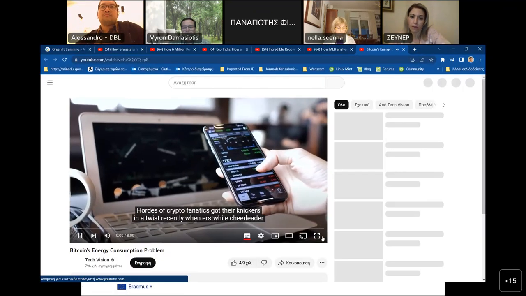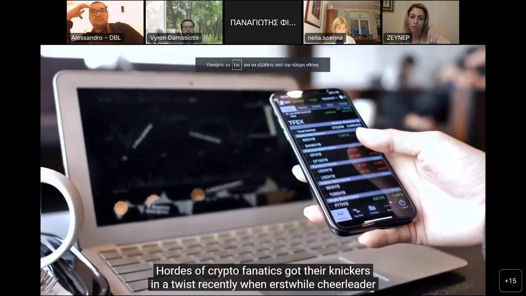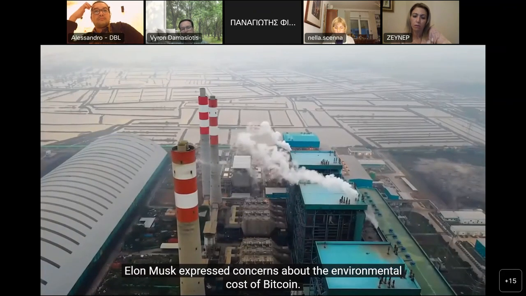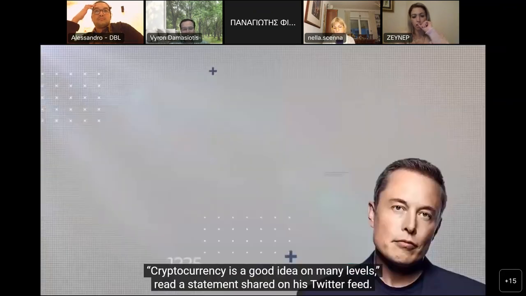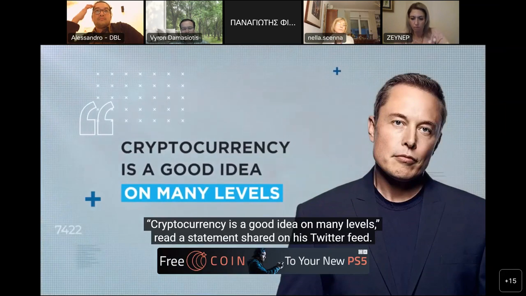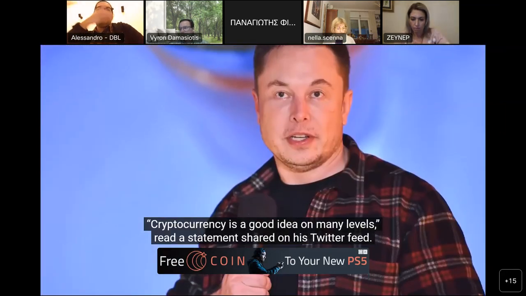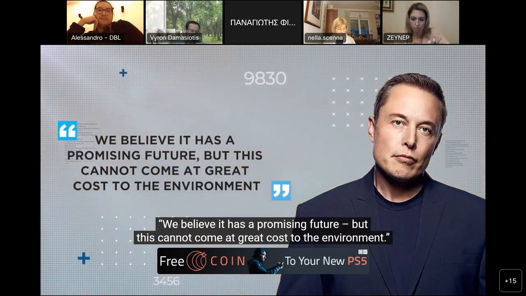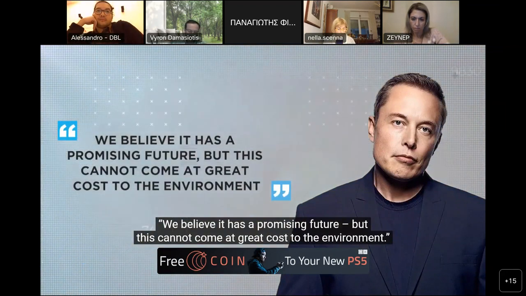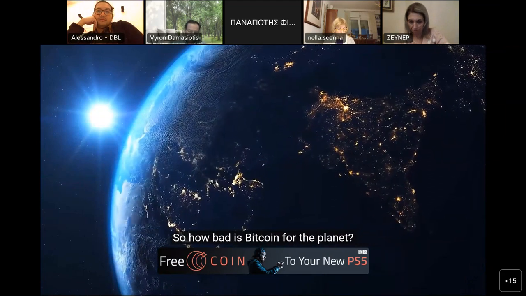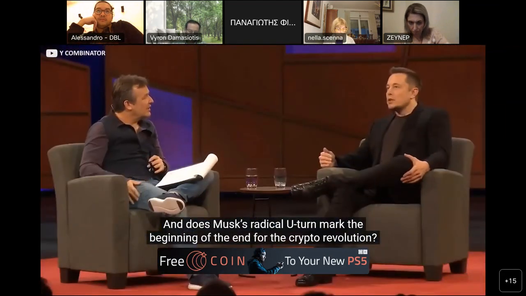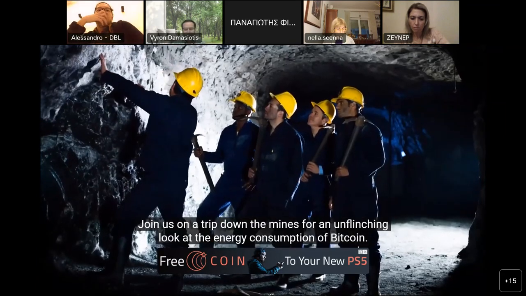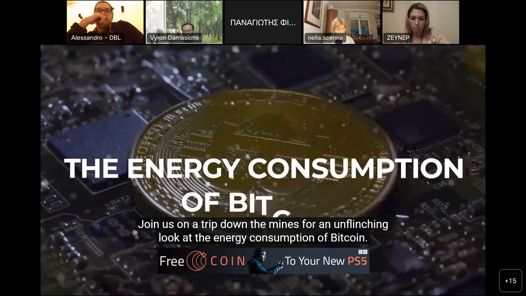Hordes of crypto fanatics got their knickers in a twist recently when erstwhile cheerleader Elon Musk expressed concerns about the environmental cost of Bitcoin. "Cryptocurrency is a good idea on many levels," read a statement shared on his Twitter feed. "We believe it has a promising future, but this cannot come at great cost to the environment." So how bad is Bitcoin for the planet? And does Musk's radical U-turn mark the beginning of the end for the crypto revolution? Join us on a trip down the mines for an unflinching look at the energy consumption of Bitcoin.